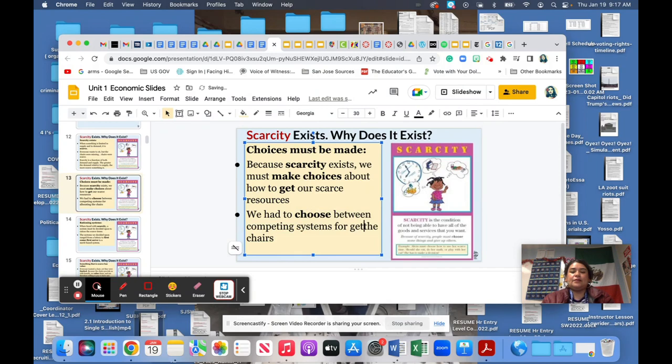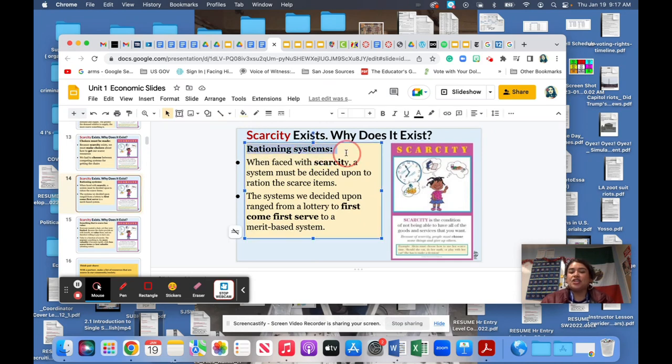Allocating means getting. So we had to come up with a decision. Some of you said you were willing to buy it, right? Some said only people with an A can get it. So at that point, we're starting to see that there's a competition, right? It's not equal. We don't care about equality when it comes to getting the resources. We just want to get it as fast as possible.